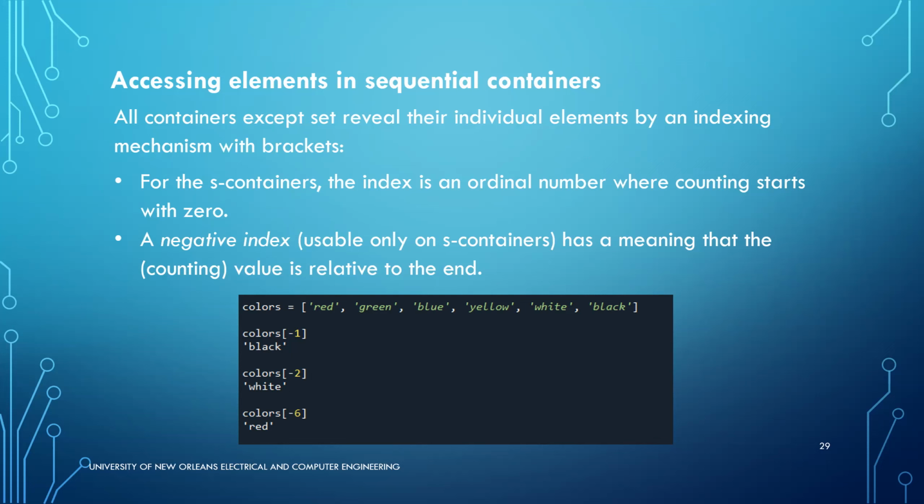So this means that we can access elements on the list by either using positive indexes or negative indexes. They're both really useful depending on the situation. Okay.